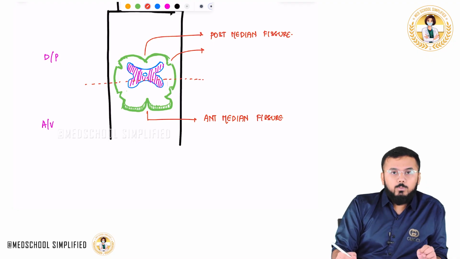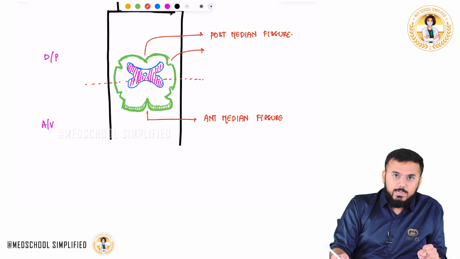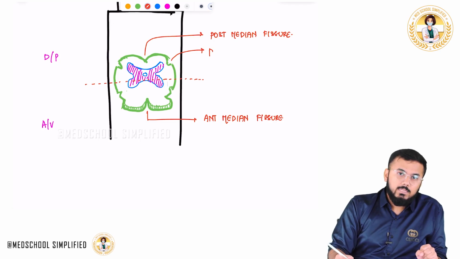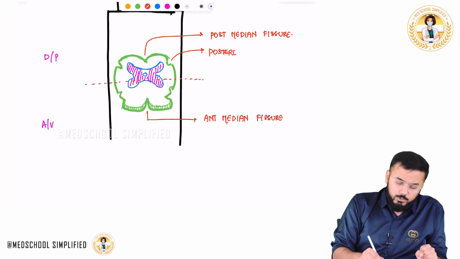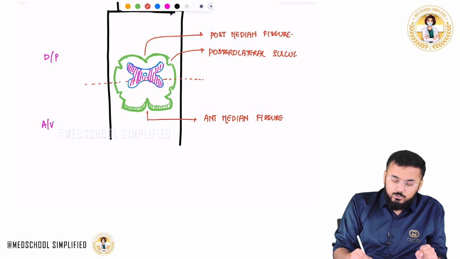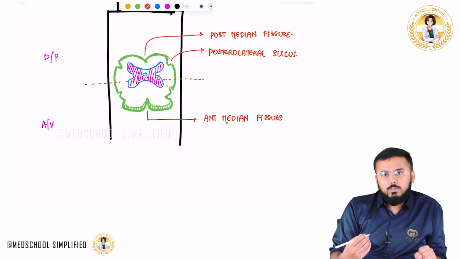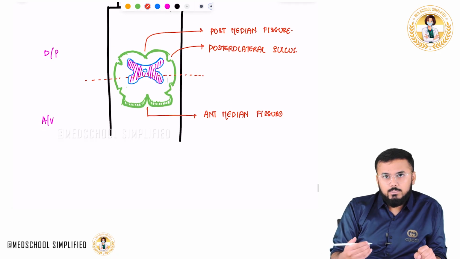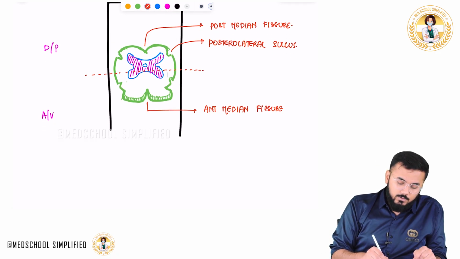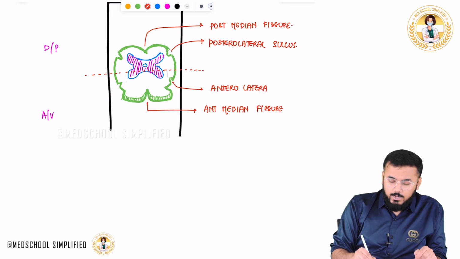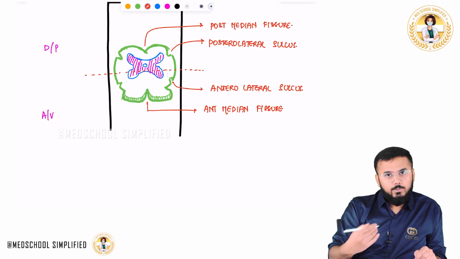These structures are located on the posterior side, right? And they are located laterally. So can I call them the posterolateral sulcus? Posterolateral sulcus. Even the posterolateral sulcus of the medulla oblongata is continuous with the posterolateral sulcus of your spinal cord. And this one will be called what? This structure is called the anterolateral sulcus. Again the same, it is continuous with the medulla oblongata.